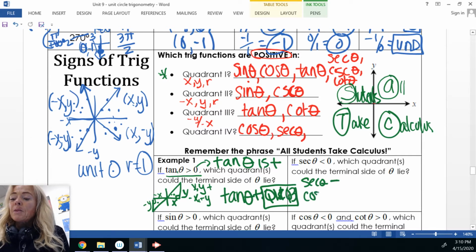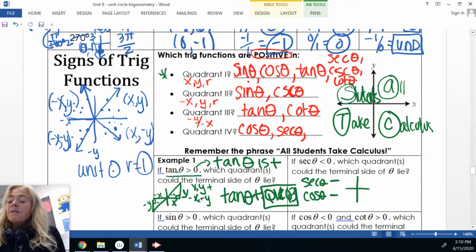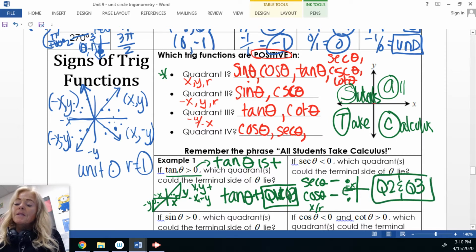The next one is secant theta is less than 0, so that means secant theta is negative, and its reciprocal is what we really look at, where cosine theta is negative. What I think of cosine is x over r. R is positive, so I'm just dealing with where my x is negative, and that's the second and third quadrant. That's what I do.